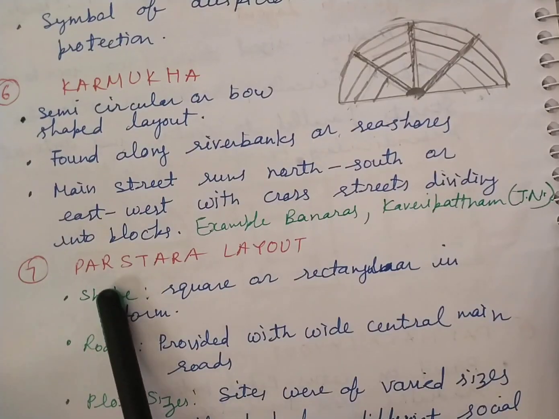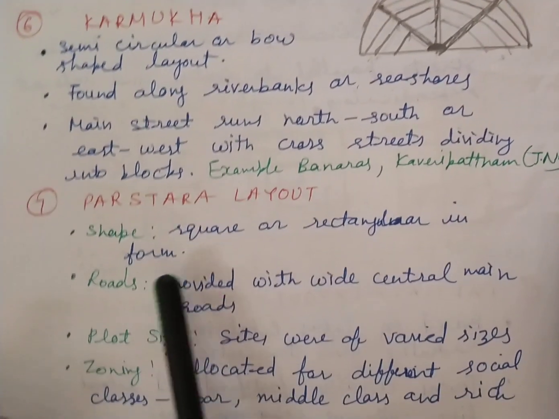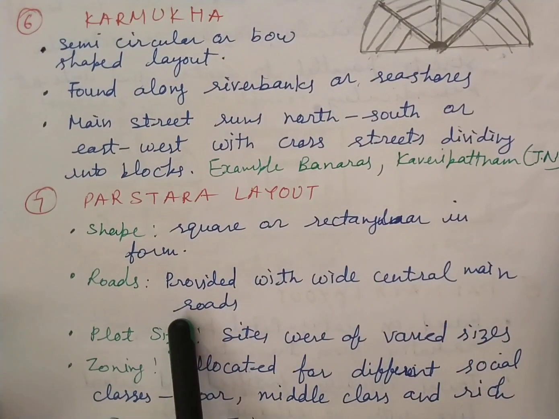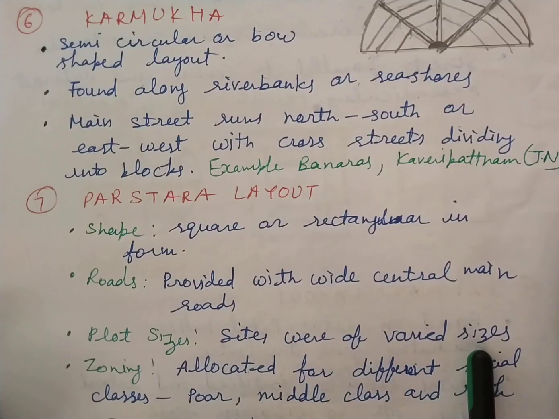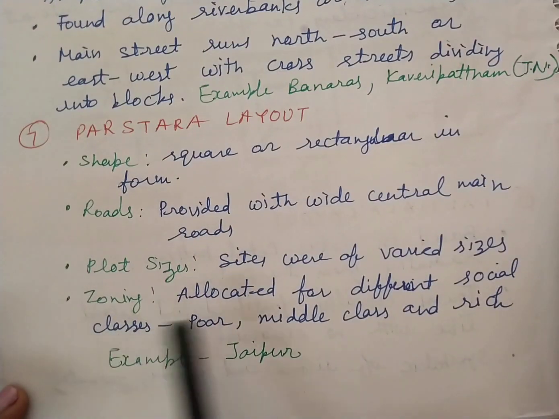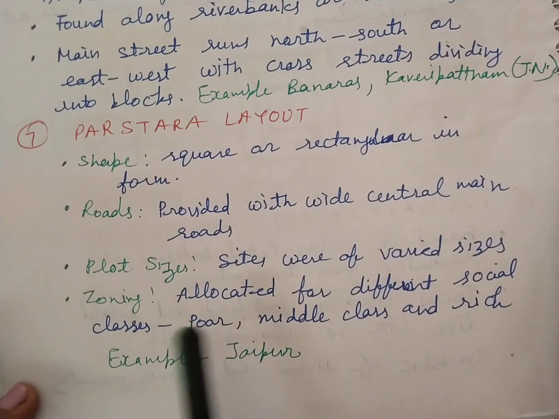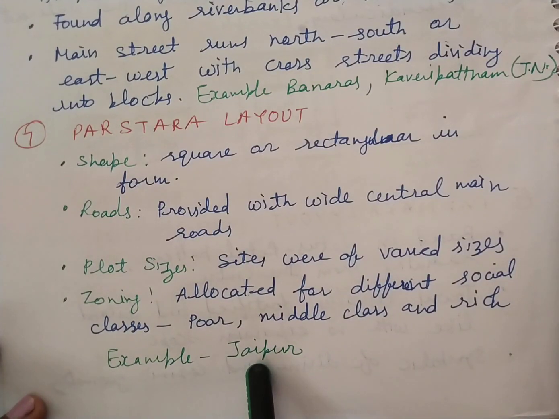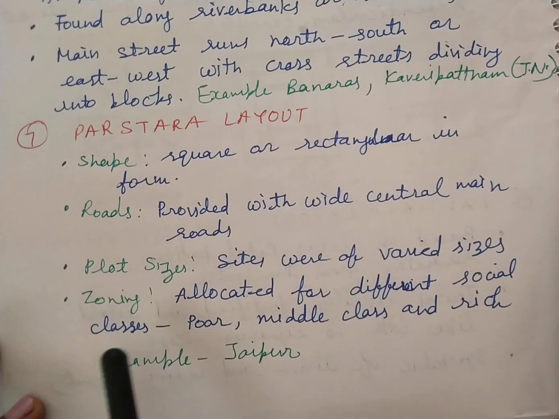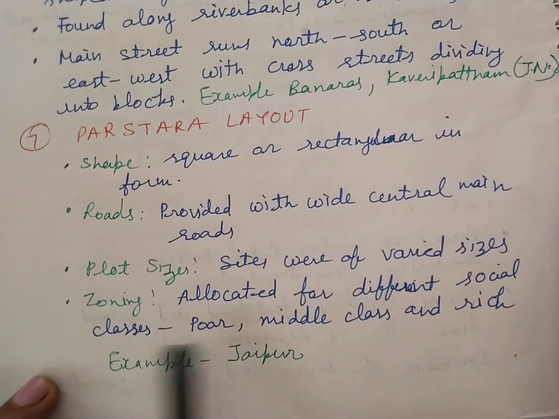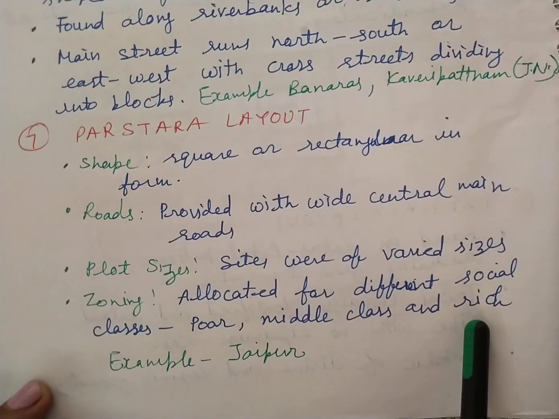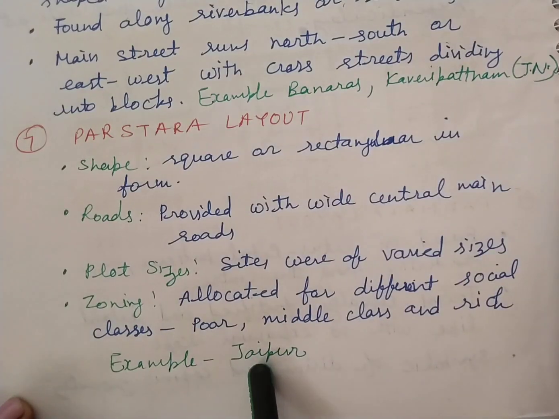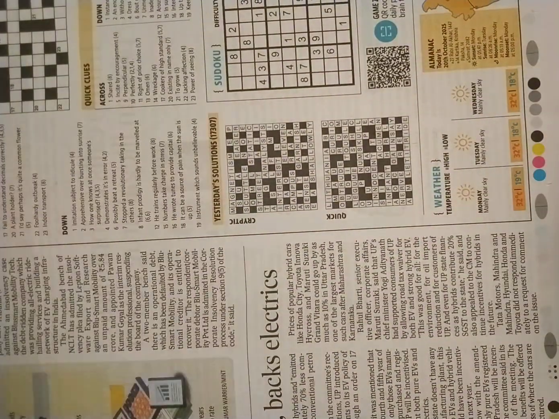Next layout is Parastara layout. Shape is square or rectangular in form. Roads provided with wide central main roads. Plot size, sites were of varied sizes. Zoning allocated for different social classes: poor, middle class and rich. Example, Jaipur. This is designed for different social classes. The main example of Parastara layout is Jaipur.